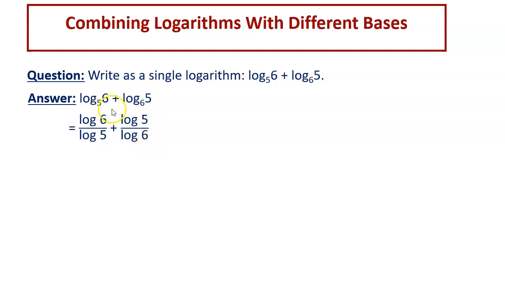If you want to keep the base of the final logarithm as base 5, then you keep this term as it is and you change the base of this term to base 5. Or else if the final logarithm has to be given in base 6, you keep this term as it is and change the base of this term to 6.